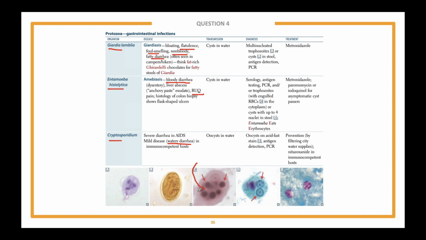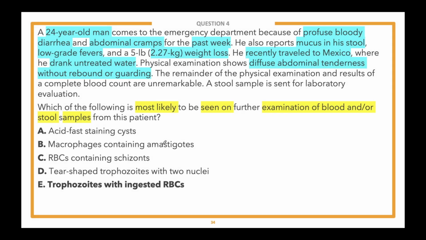So let's go back to our vignette. Hopefully you can see now why trophozoites with ingested RBCs is a correct answer, because that's what you could see in a sample from a patient with this infection. D, as mentioned, would be more characteristic of Giardia, but again, that's more fatty, foul-smelling, and non-bloody, and we know our patient has bloody diarrhea and not necessarily fatty.